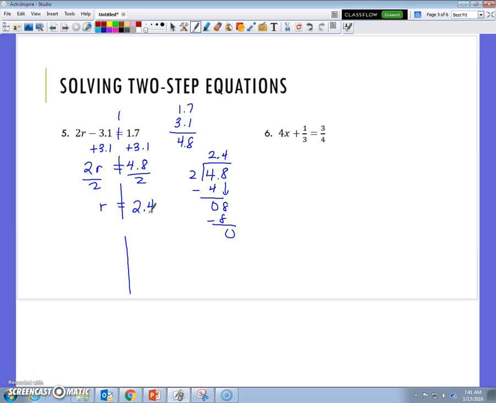Okay, so we have done these things before. Right now I'm really concerned with you knowing the steps. So add and subtract first, multiply, divide second. R in this case is 2.4.